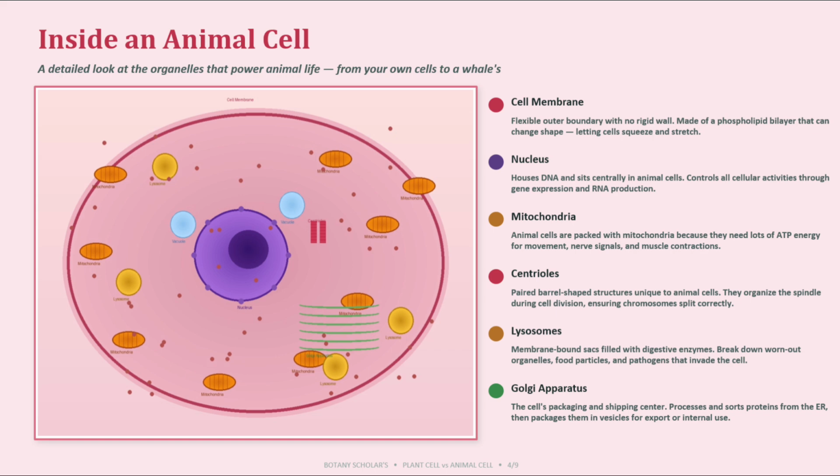Now let's flip over to the animal cell. No cell wall here, just a flexible membrane that lets the cell stretch, squeeze, and change shape. The nucleus sits centrally, controlling everything through gene expression. Animal cells are absolutely packed with mitochondria because movement, nerve signals, and muscle contractions burn through a lot of energy. You'll also find centrioles, paired structures that organize cell division so chromosomes split correctly every single time.